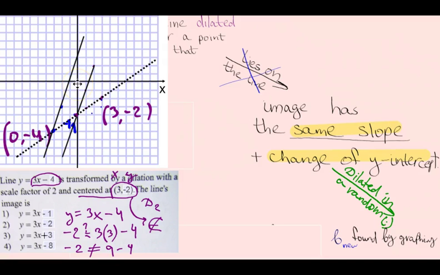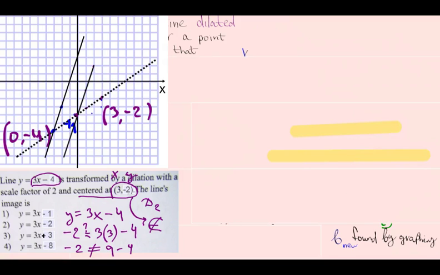0, 3. The choice for this question is choice 3. Next example.